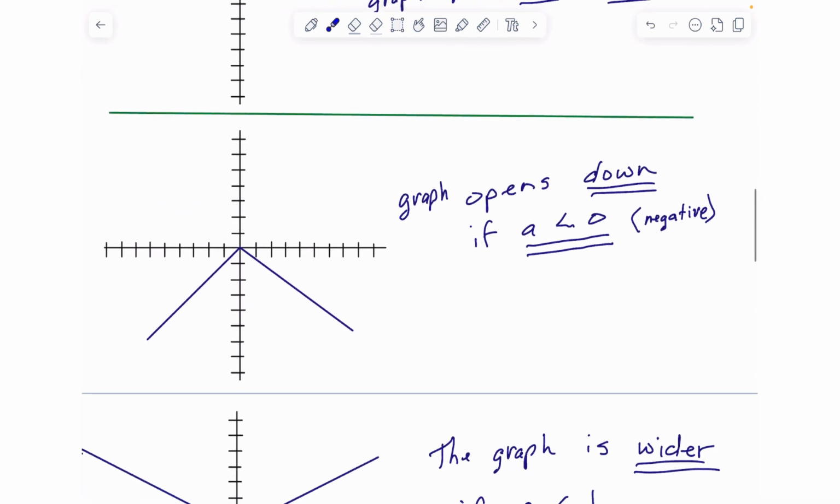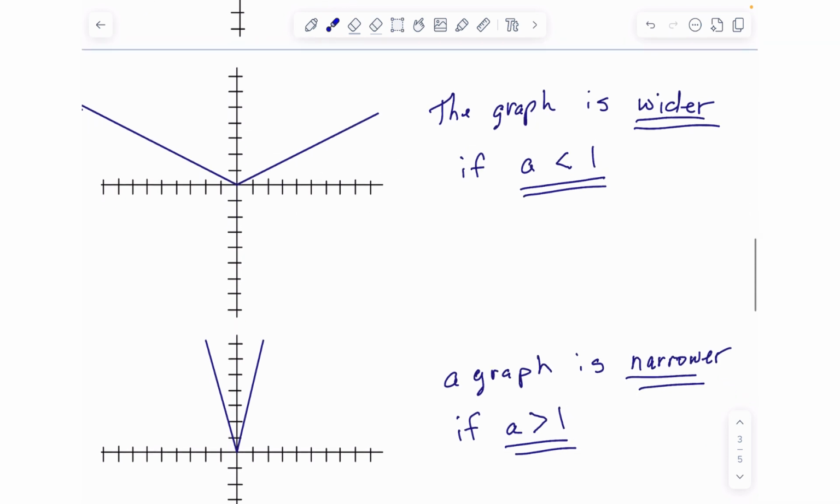Now the graph opens down if a is less than 0. Notice it goes down. Negative number. That's all it means. A negative number will cause that graph to invert. Next, the graph is going to be wider.